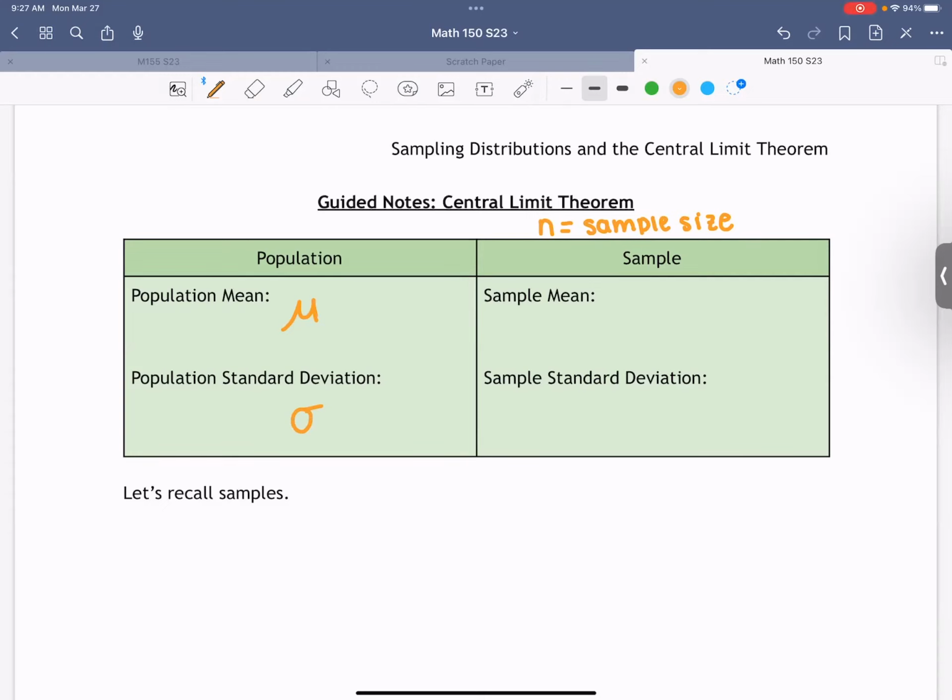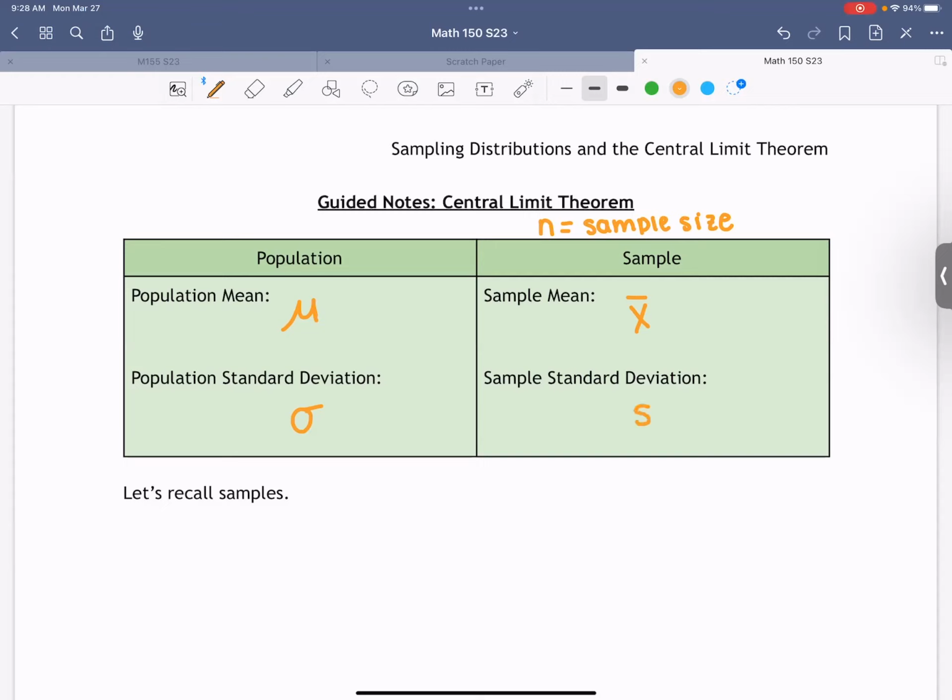On the other hand, if we're talking about a sample, we're going to start using symbols to differentiate the mean of the sample from the mean of the population. So if we're talking about a sample, the mean is going to be X with a bar over it. So lowercase x bar represents the mean of a sample. And sample standard deviation, really easy.